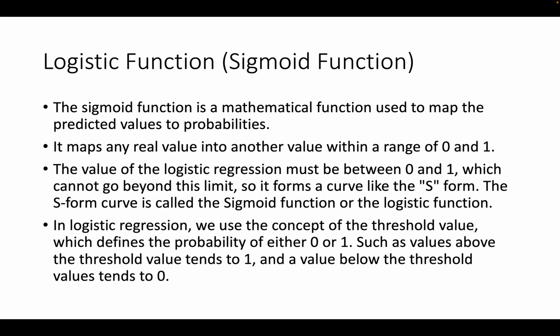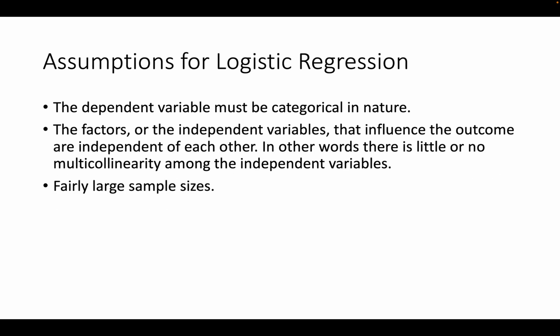Now, the value above the threshold value tends to 1, and the value below tends to 0. Suppose the threshold is 0.5. Anything above 0.5 will naturally tend to 1. It will move towards 1. Anything less than 0.5 will naturally move towards 0, will be more inclined towards 0.